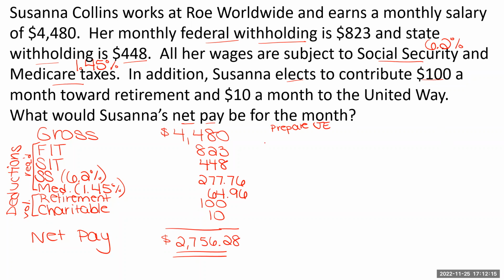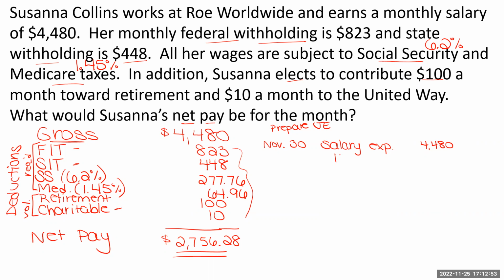Let's assume this is for November 30th. All right, we will debit for her gross pay. The account is salary expense. That is for gross pay, $4,480. All of these deductions are payables. They are current liabilities until the company pays them over to the federal government, the state government, the charitable organization, right? They don't get to keep the money they withheld from employee paychecks.